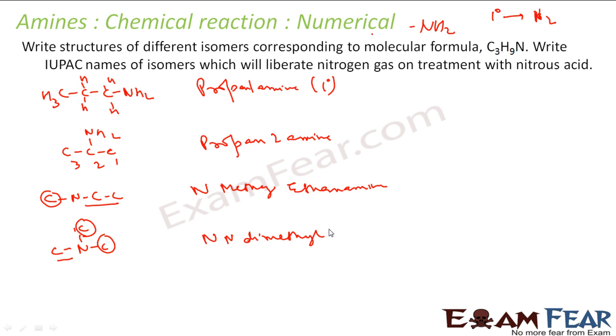This is methanamine. This is also 1 degree because I have NH2 here. This is N with H, so it is 2 degree, and there is no hydrogen with the nitrogen, so this is 3 degree. So we know that only 1 degree amine will liberate nitrogen. So only these 2 will liberate nitrogen on treatment with nitrous acid.